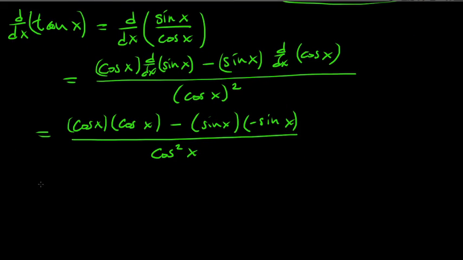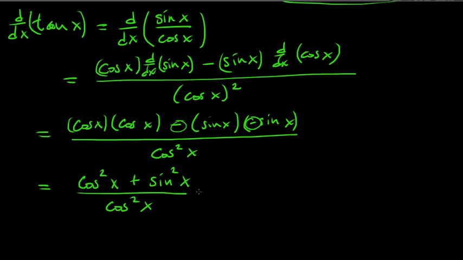And that's it. The rest is just simplifying. For one thing, cosine times cosine is cosine squared. And then sine times sine is sine squared. But it's a negative times a negative, so it's actually plus sine squared over cosine squared. So that's looking a little bit better. Now, hopefully you remember what cosine squared plus sine squared is. It's the Pythagorean identity. It's just 1. So this is really 1 over cosine squared. But 1 over cosine is secant. So this is really secant squared of x.